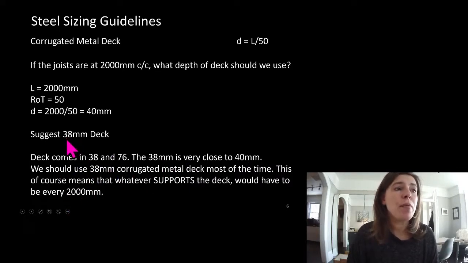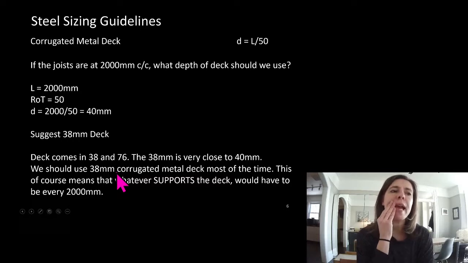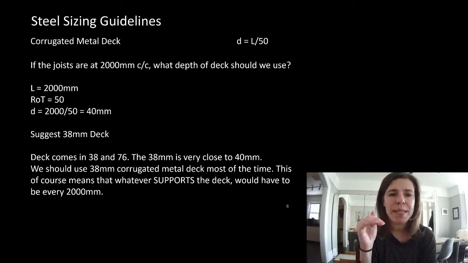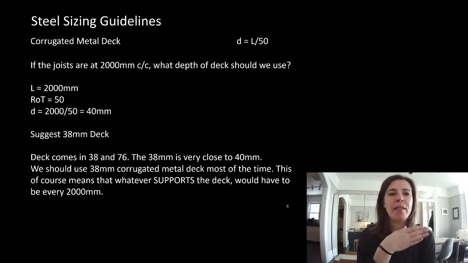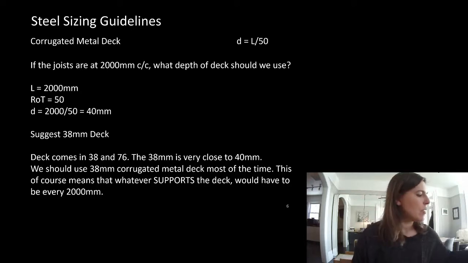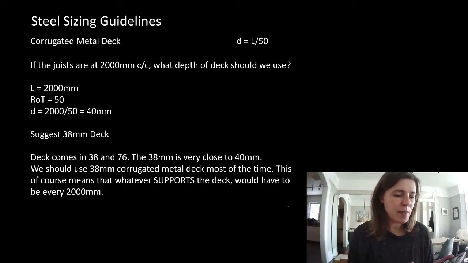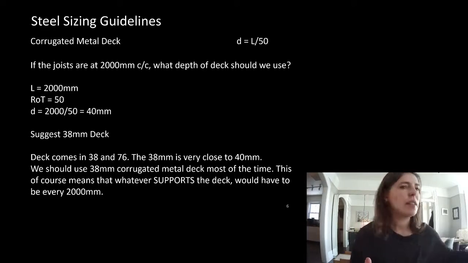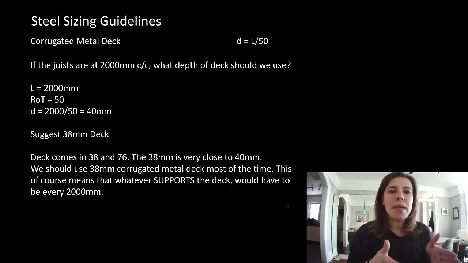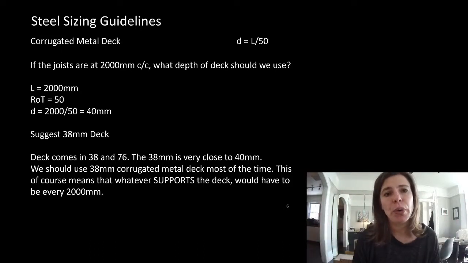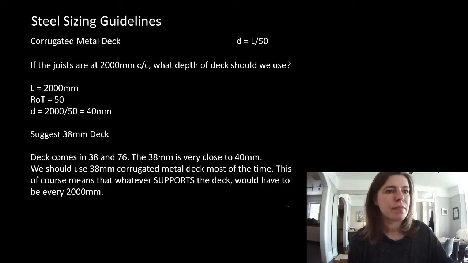So if 38 millimeter deck is pretty darn perfect for a 2 meter span, and 38 millimeter deck is the most common deck we use, and we like to make really good use of things, how often do most projects have elements supporting metal deck? 2 meters. So in fact, if you wanted to take it, 38 times 50, 1900. So 1900 millimeters to 2000 millimeters is going to be the normal spacing for joists or purlins for metal deck.